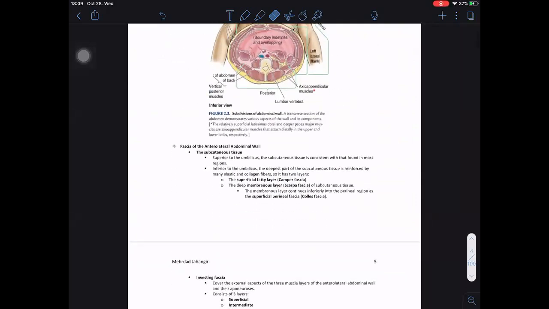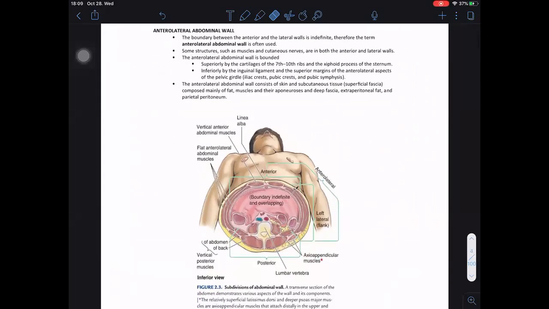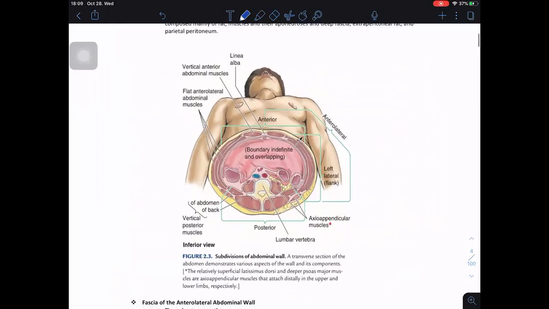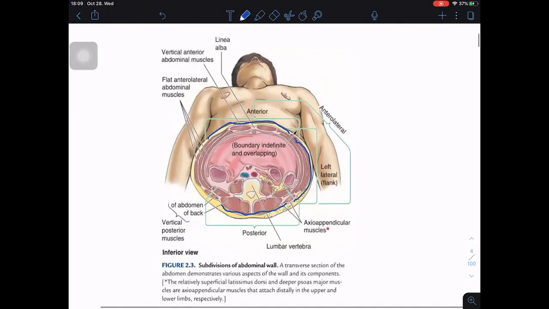All right, so now let's move on to the abdominal wall. Basically, we can divide the abdominal wall into 3 major parts. You can have the posterior abdominal wall, you can have the lateral abdominal wall, and you can have the anterior abdominal wall. About the posterior abdominal wall, later we will talk about it. So now what's going to be dissected is the anterior abdominal wall.